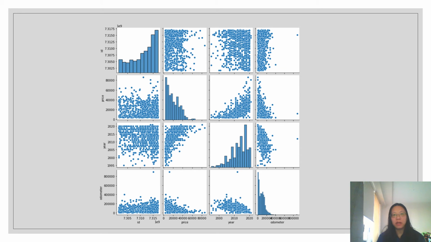And here is the pair plot for the numeric values in my data set. As you can see, the price is right skewed, and the odometer is also right skewed, while the year is left skewed.